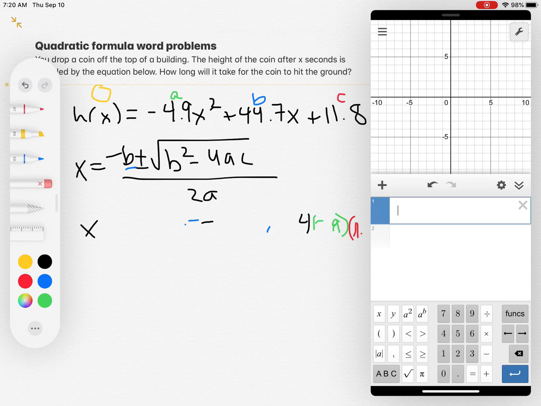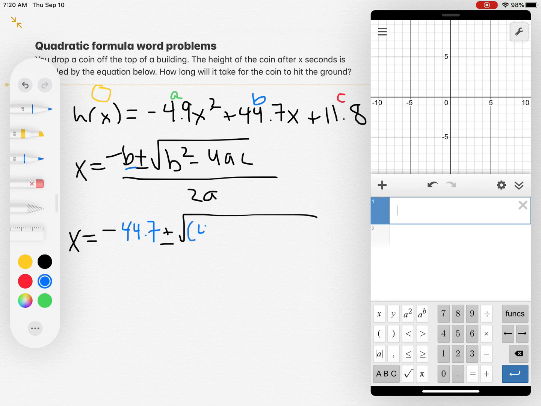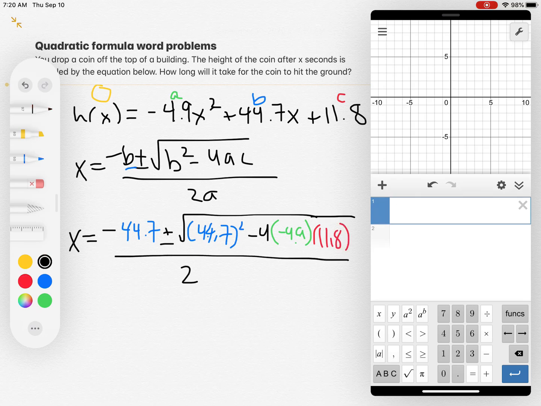Let me rewrite that. Sorry. Handwriting's a little big today. Okay, let's try again. Negative b is 44.7 plus or minus b is still 44.7 squared minus 4 times a, which is negative 4.9, times c, which is 11.8. Much better. All divided by 2 times a, which is still negative 4.9.